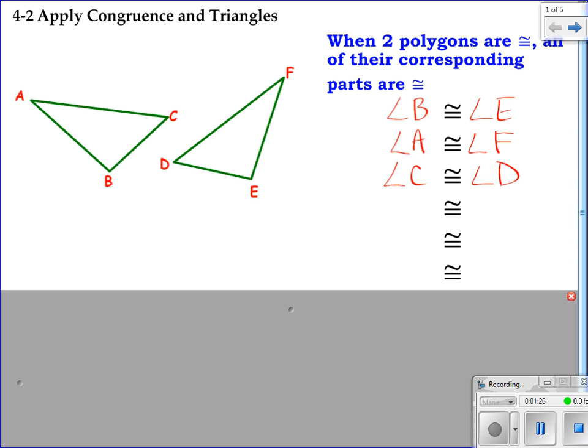So along with all of the angles being congruent to each other, the corresponding sides that match up to each other would be the same length. So AC would be congruent to DF, BC congruent to DE, and then finally AB congruent to FE. So the homework is going to ask you to do problems like that, where it asks, what are all of the corresponding parts that are equal to each other?